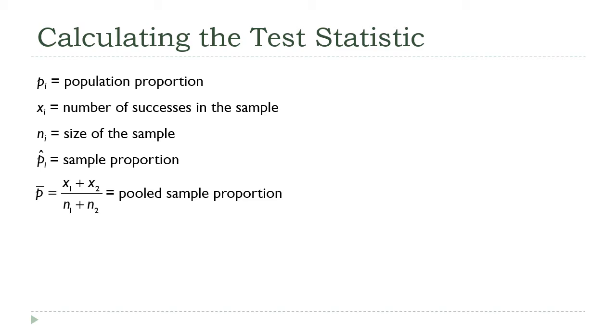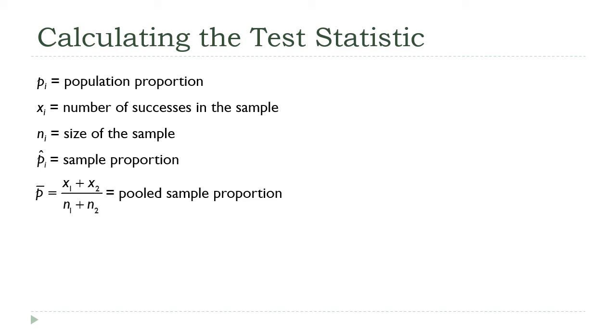So I've laid out here all of our variables. P sub i will be the population proportions. X sub i and n sub i will be the number of successes and the size of each sample. And p hat sub i will be the corresponding sample proportions. And I'm just using i to represent the two samples. Since we're only looking at two, it's always going to be either a 1 or a 2.